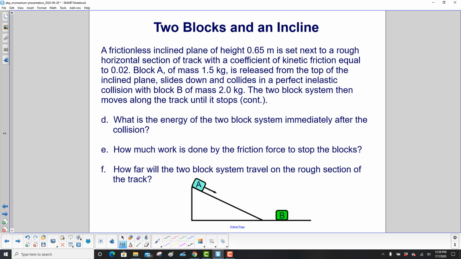A few more parts of this. What is the energy of the two-block system immediately after the collision? How much work is done by the friction force to stop the blocks? And how far will the two-block system travel on the rough section of the track?